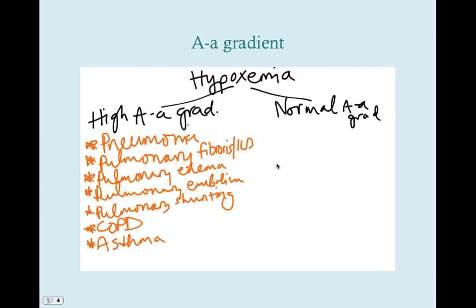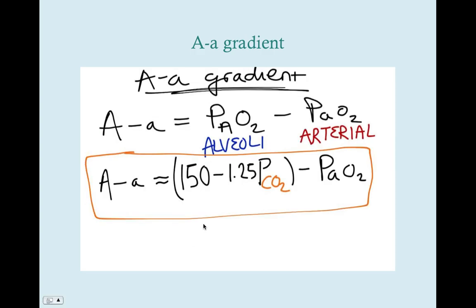Okay, so hypoxemia. What can cause a high AA gradient? Pneumonia, pulmonary fibrosis or interstitial lung disease, pulmonary edema, pulmonary embolism, pulmonary shunting, COPD, and asthma. So all of these are going to cause a discrepancy in the AA gradient. Now, the reason I brought up asthma: you would think, why asthma? Why is that causing a difference in the alveolar-arterial gradient? There's no problem with the lung tissue.